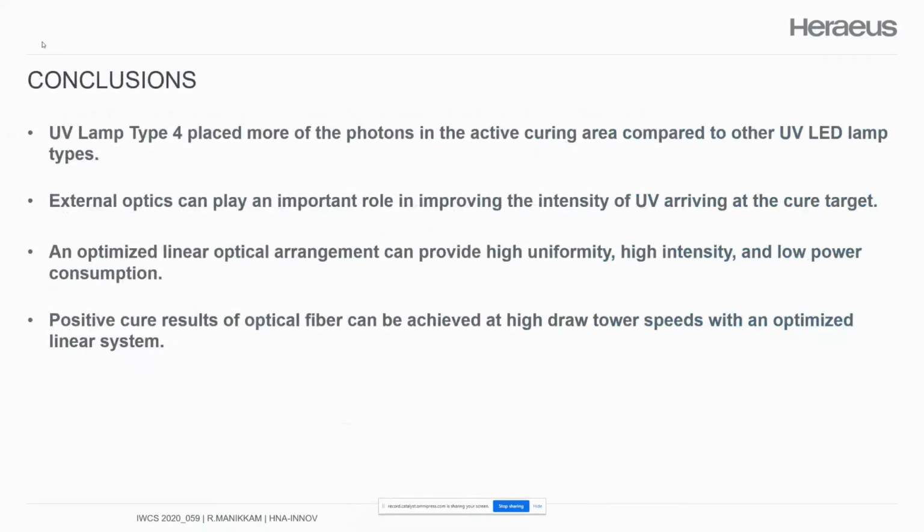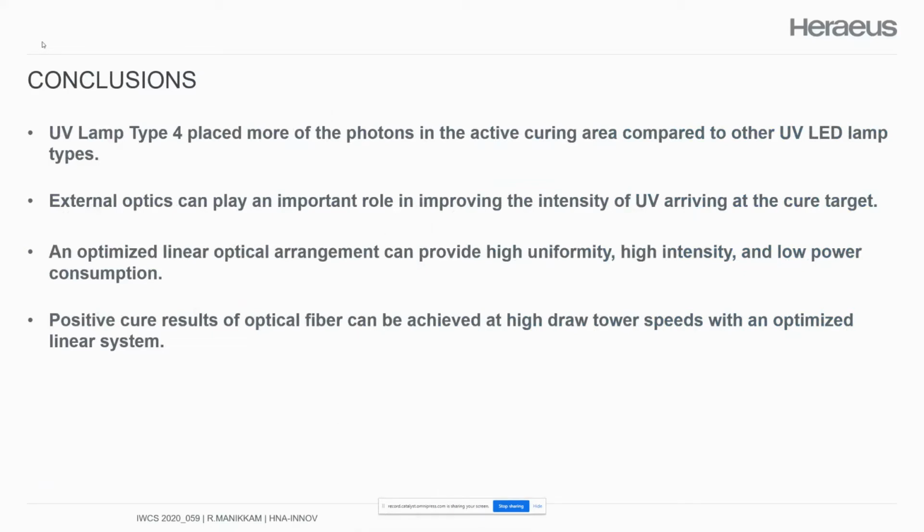Some quick conclusions here. UV lamp type 4 seems to place more of the photons in the active curing area where they can be utilized compared to some of the other UV LED lamps. The other UV LED lamps appeared to use the same or a comparable amount of energy, but did not deliver the UV to the usable area like UV lamp type 4 did.